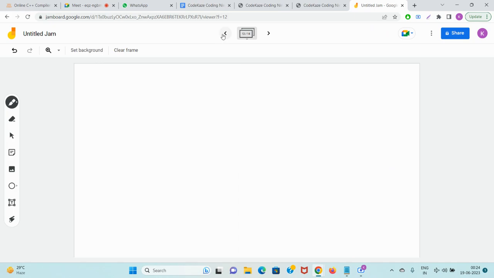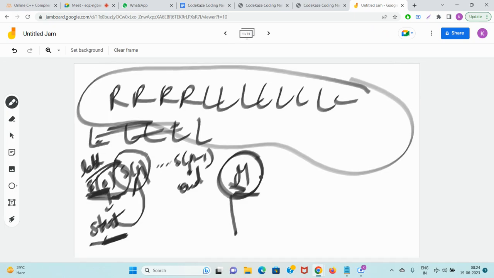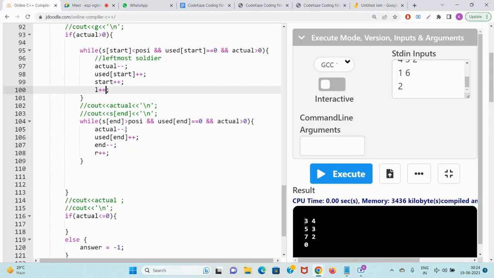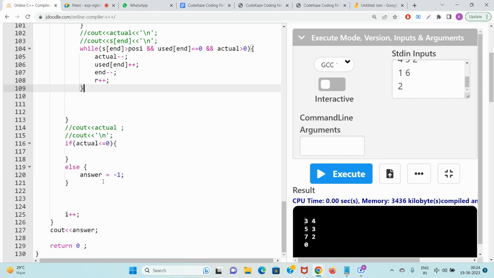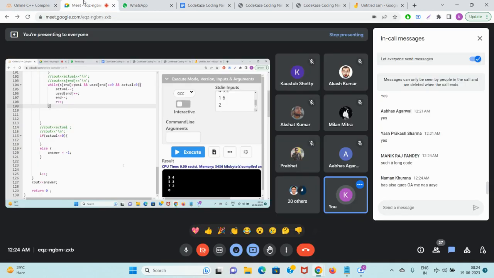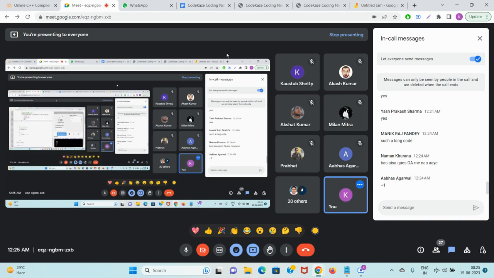If you want to kill this M guy with the rightmost soldier, you will be using s of n minus 1, right? Last pointer, end. So same. If s of end is greater than position and it has not been used before and also actual is greater than 0, you decrease the number of arrows, because one arrow is used. Then used of n plus plus, then end equal to n minus 1. Now you decrement that pointer of the rightmost soldier. That's it, guys, and the job is done. Guys, this much you understood.